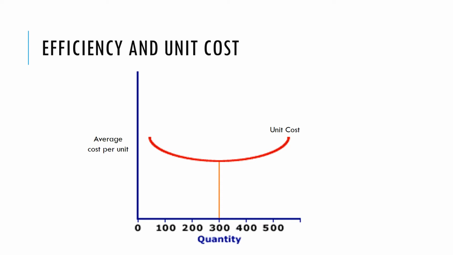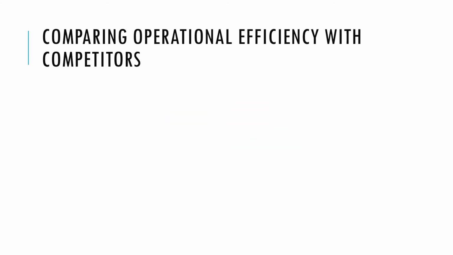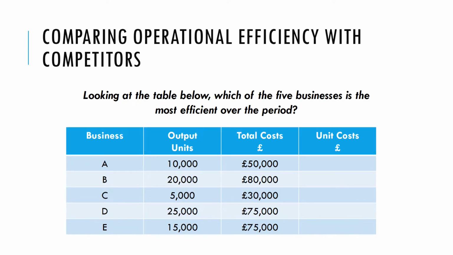Well, as average costs are falling, becoming lower, we would say the business is becoming more efficient. At 300 units produced, it reaches its most efficient point, it has its lowest average cost, but beyond 300, as it produces more, the average costs start to rise, and so where we have rising average costs, we would say the business is becoming less efficient. So we can use average cost and unit cost to measure how efficient a business is, and also use that to make comparisons between businesses.